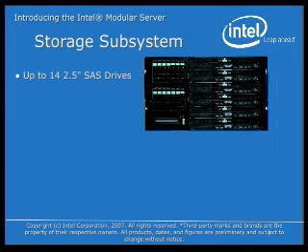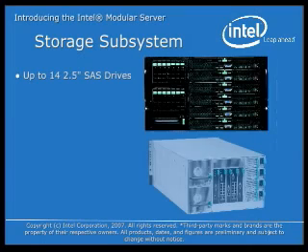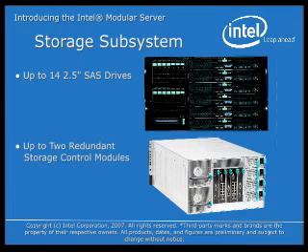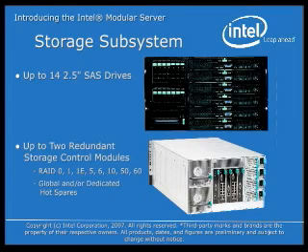Next is the storage subsystem. The storage subsystem can contain up to 14 2.5-inch SAS drives. In the rear of the chassis, you have the options for up to 2 redundant storage control modules, featuring these levels of RAID. There is also the global and/or dedicated hot spares option, and the optional battery backup unit.